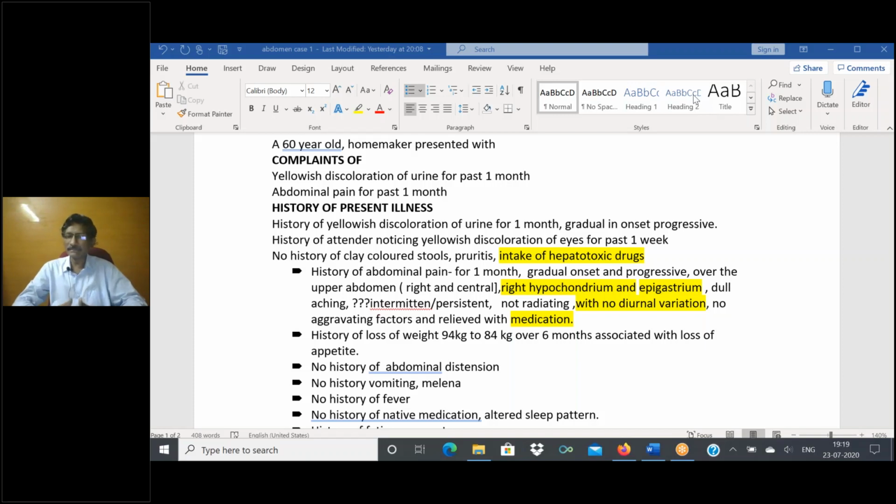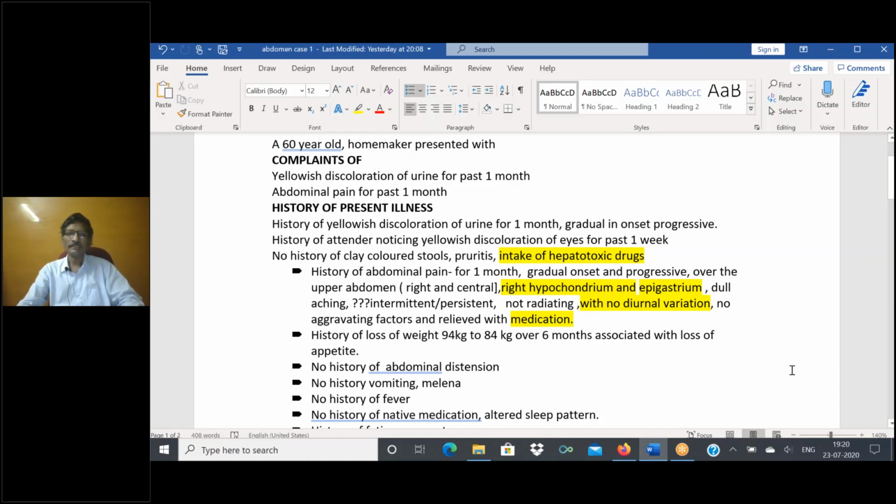Always remember at a PG level, never make mistakes in the basic content of the case sheet, like elaborating a common symptom. Abdominal pain is a common symptom which you repeatedly teach the undergraduates. Ensure that you describe it properly, with no scope for error. So abdominal pain for 1 month, gradual in onset, progressive, over the upper abdomen, more on the right and central. Dull aching, we have to check whether it is intermittent or persistent. Not radiating, no diurnal variation, all the other things are fine. You have to mention the type of medication there.